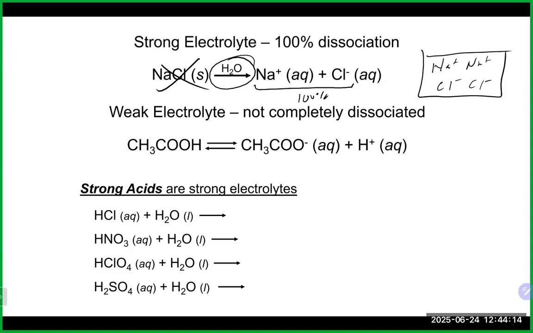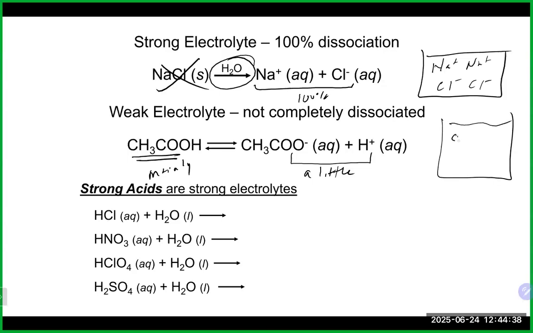Weak electrolytes, on the other hand, are not completely dissociated. Weak electrolytes mainly stay together, but they do break apart a little bit. So in this case, you would break apart acetic acid here into acetate and H plus, and you would have a little of these guys in solution, and you would mainly have the whole thing still together. So if you looked at a solution of that, you would mainly have this whole thing together, and just a little bit of the ions floating around in that solution.